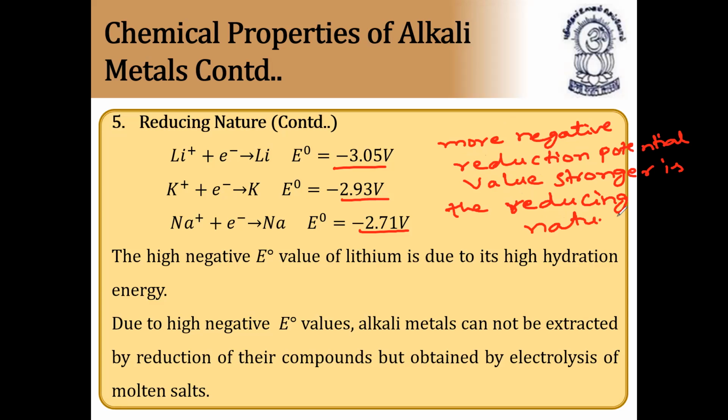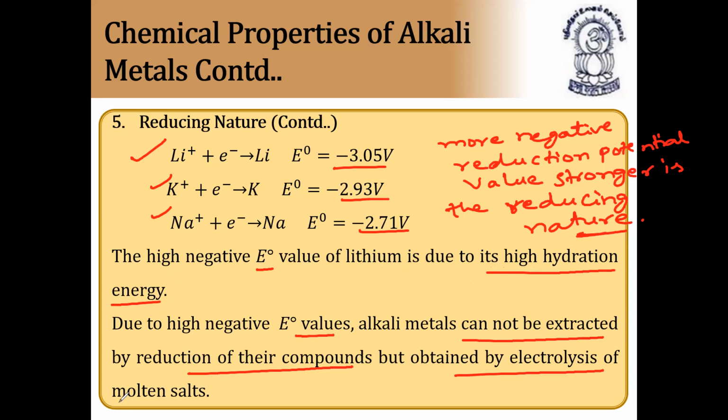So among all the alkali metals, which is the strongest reducing agent? Lithium. Next sodium, next potassium, next rubidium, next cesium. The highest negative electrode potential value of lithium is due to its high hydration enthalpy, because lithium is highly soluble in water. Due to high negative electrode potential values, alkali metals cannot be extracted by reduction of their compounds but are obtained by the electrolysis of molten salts.